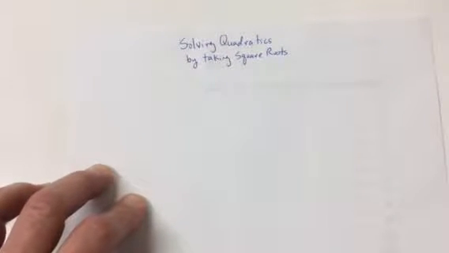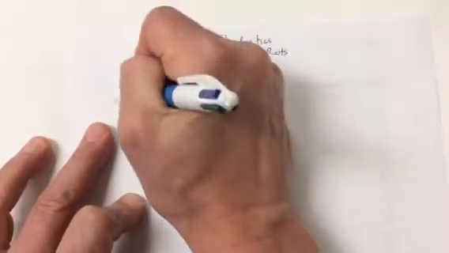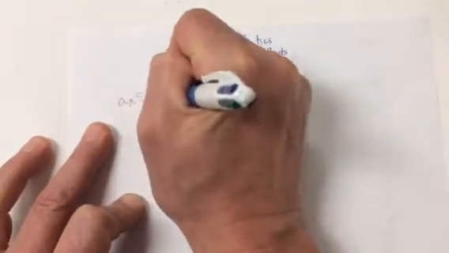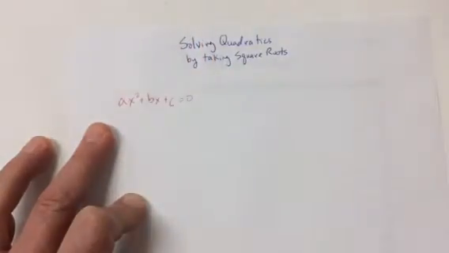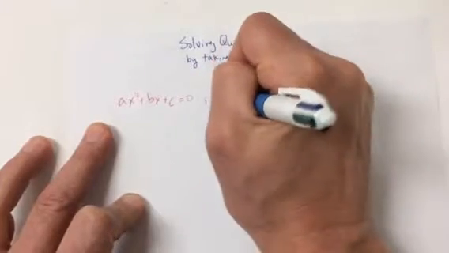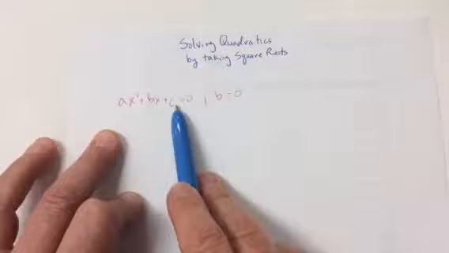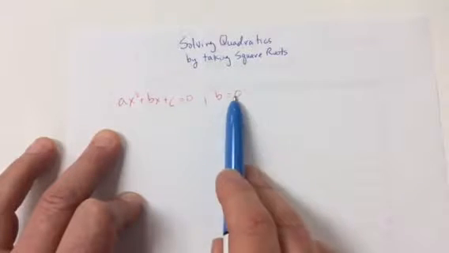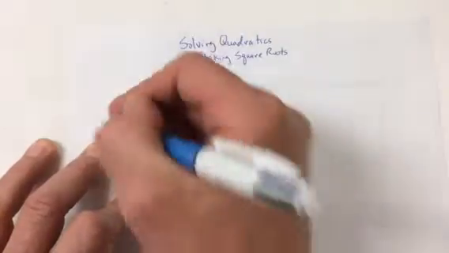is when we have ax squared plus bx plus c equals 0, and the b value equals 0. So we just have the squared and the constant. This is when this is going to be the way to go. So let's do a few examples.